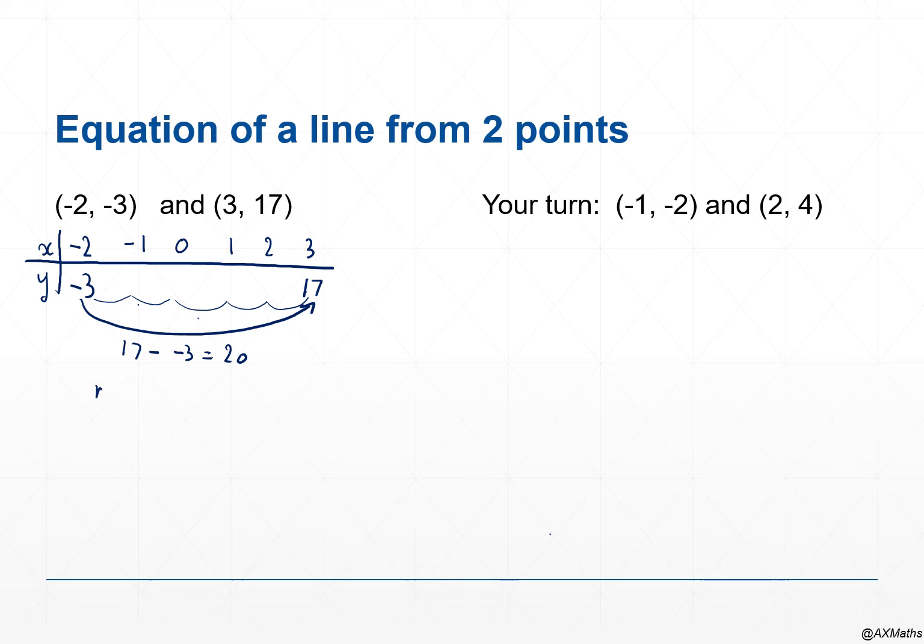And your gradient is how much you need to go up by every time. So this 20 here is shared into 5 jumps, because you need to go from minus 2, minus 1, 0, 1, 2, and 3. 3 take away minus 2 is 5. You can just count them: 1, 2, 3, 4, and 5. So this 20 needs to be shared into 5 jumps. 20 divided by 5 is 4. So from your calculation, the gradient would be 4.